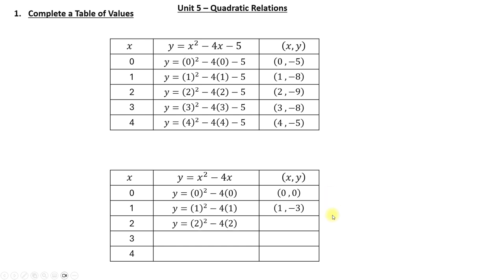Plug 2 in, plug 3 in, and plug 4 in, and there's our completed table of values.